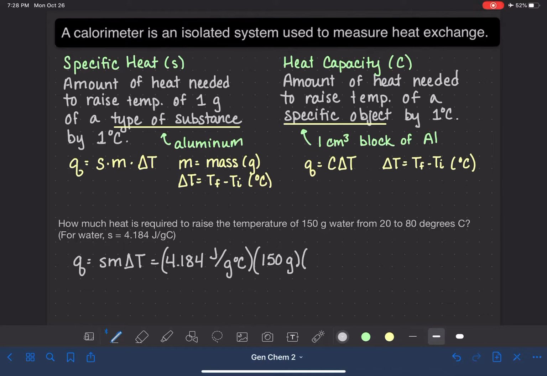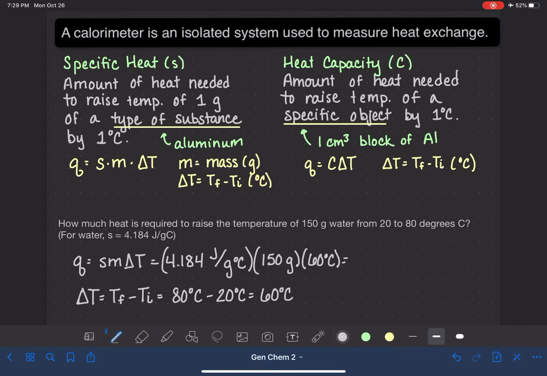And then we also want to multiply by the temperature change. Let's do a little side calculation down here. The temperature change is going to be the final temperature minus the initial temperature. The problem is telling us that we are going from 20 to 80. So our final temperature is 80, our initial temperature is 20, and our overall delta T temperature change is 60 degrees.